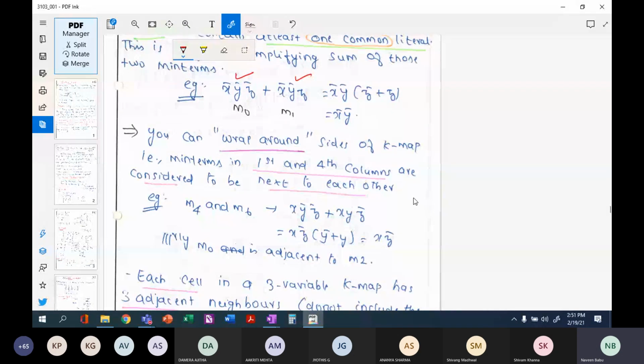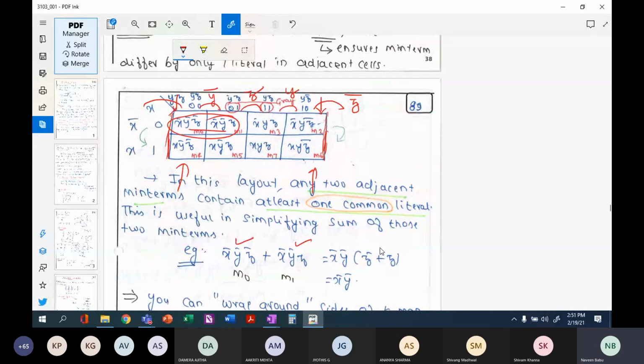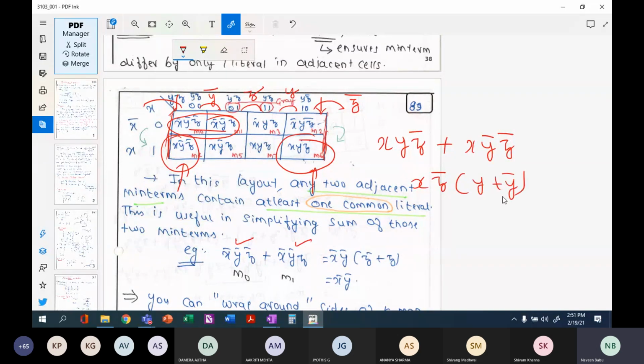As I mentioned, you can wrap around the sides of the K-map. The first column and fourth column are considered to be next to each other. As an example, let us take M6 and M4. M6 is nothing but X, Y, Z bar plus X, Y bar, Z bar. So what is common? X, Z bar is common here. Y plus Y bar is 1, so this can be simplified as X, Z bar.